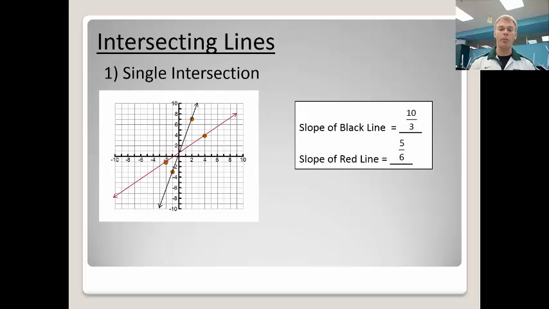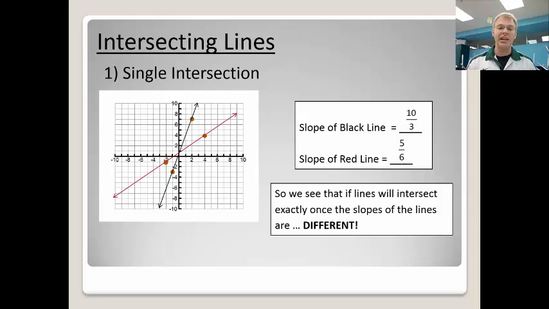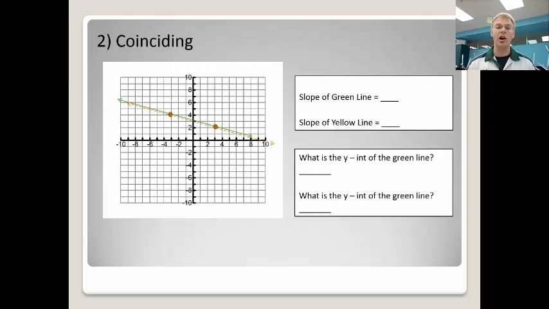Did you find the slope of the black line was 10/3 and the slope of the red line was 5/6? Hopefully you did. You could count up 10 and right 3, and up 5 and right 6 there. So what we should see here is that these two lines have different slopes. And this is the important fact we've got to remember when we're trying to decide if two lines will have a single intersection. They will have a single intersection if the slopes are different, right?